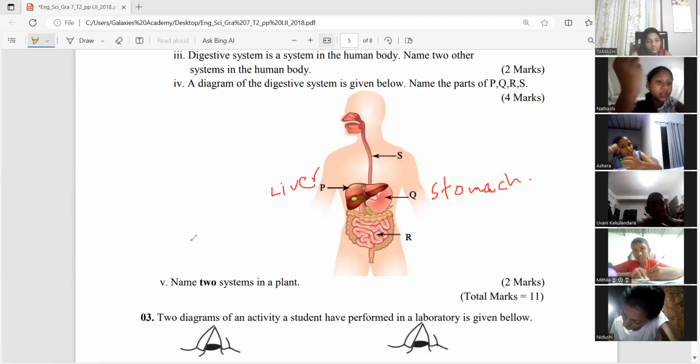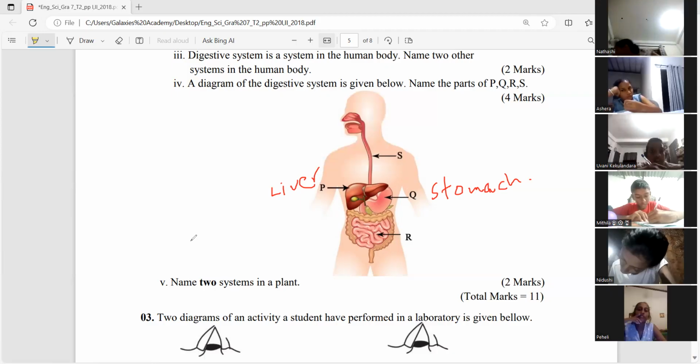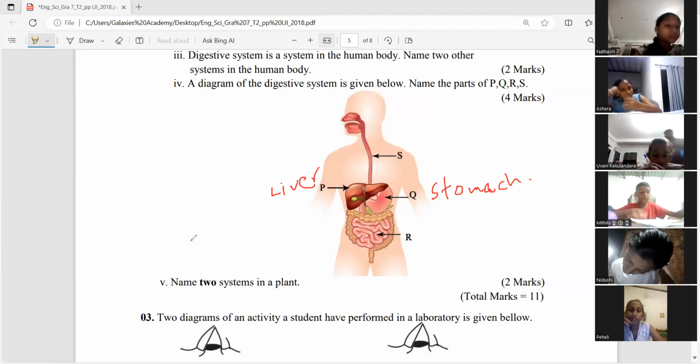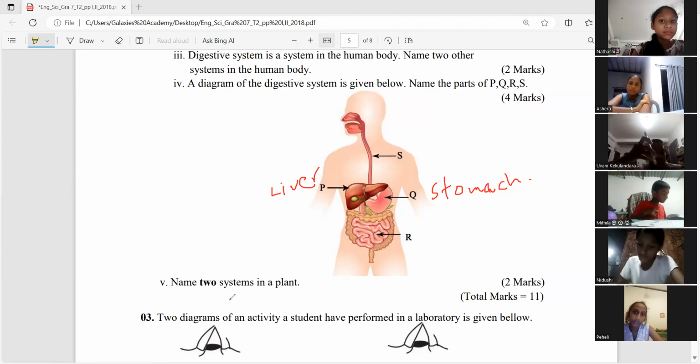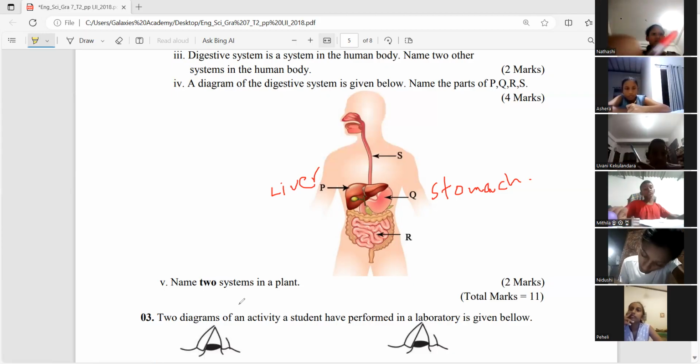Right. Part 5, name two systems in a plant. What are the two systems in a plant? Root system and shoot system. Yes, root system and shoot system.